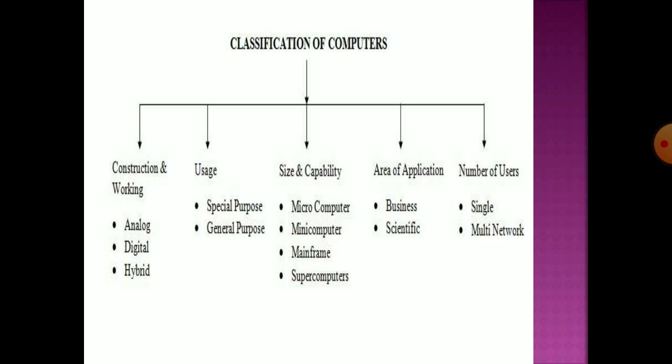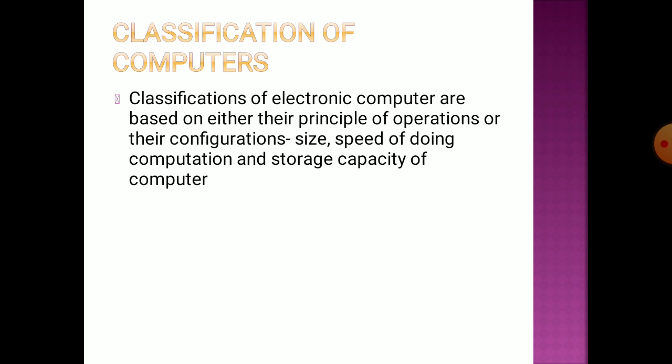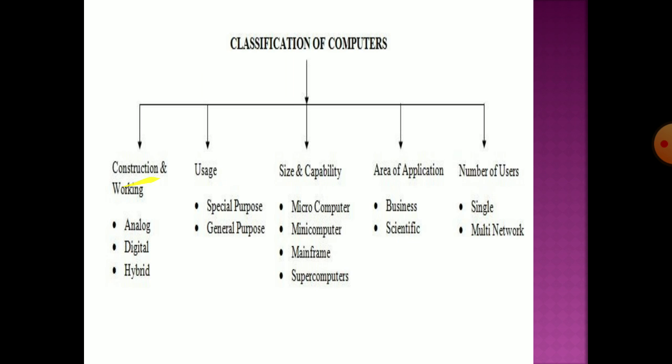So the diagram goes this way. At the top is the classification of the computer. The first type is based on construction and working, that is how you have constructed your computer and how it is working. Next we divide based on usage, then based on size and capability, and then the area of application and the number of users. So based on these 5 categories, we divide our computers.